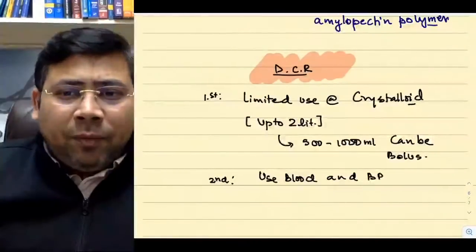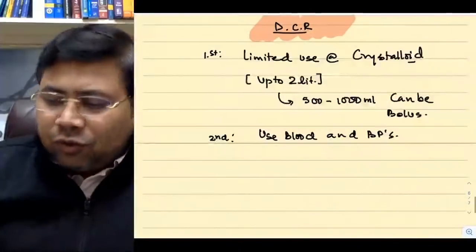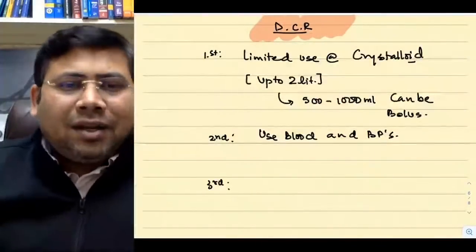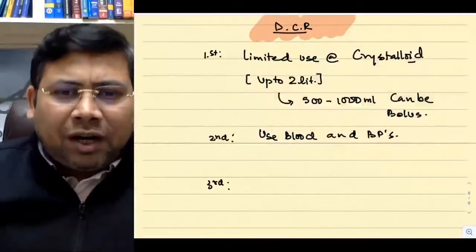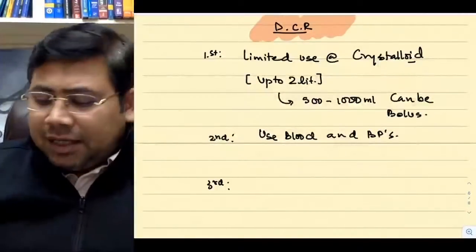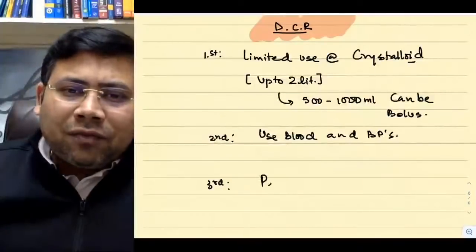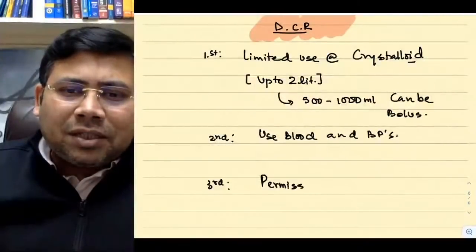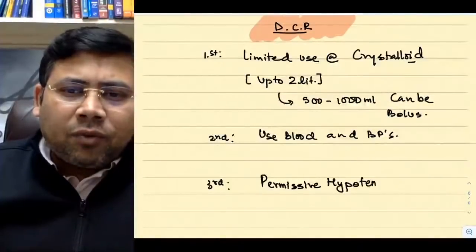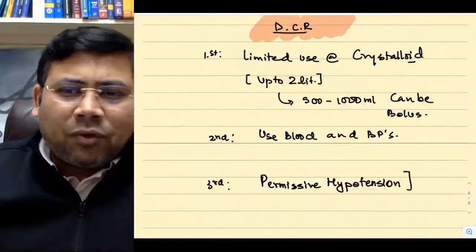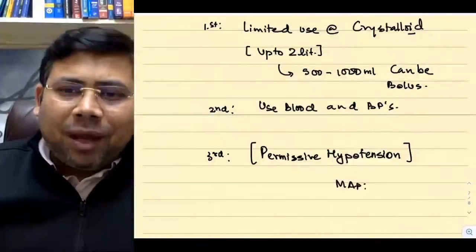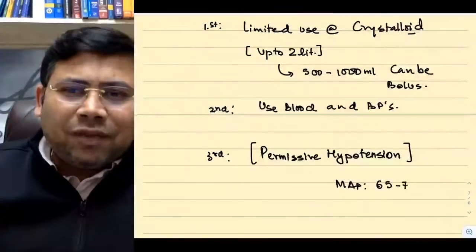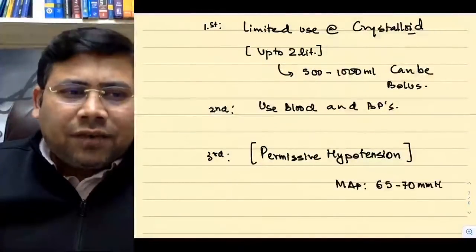Now someone is saying, sir, BP is not maintaining. Who has asked you to strictly run for BP? Maintain a threshold BP. Allow hypotension. The more you run for BP, the more will be the bleeding. Is that clear? So permissive hypotension. If you talk about permissive hypotension, what is this? Let's say the target MAP is kept around 65 to 70 mmHg.